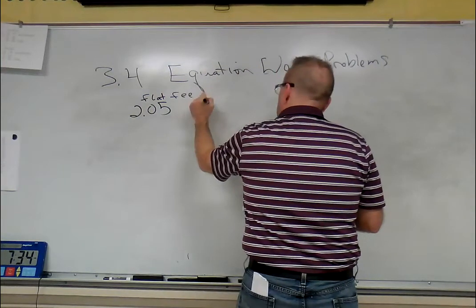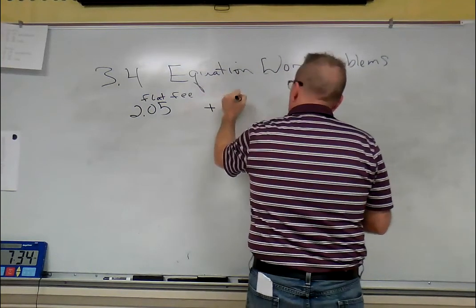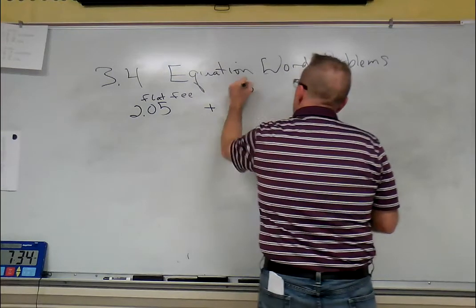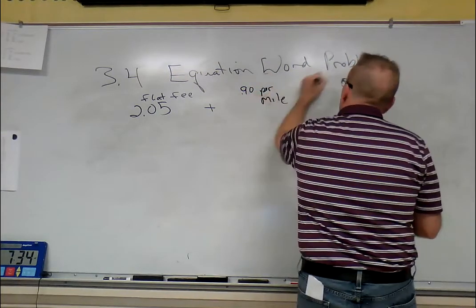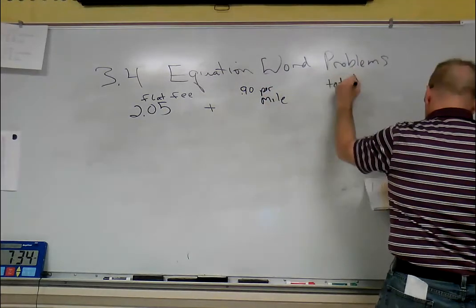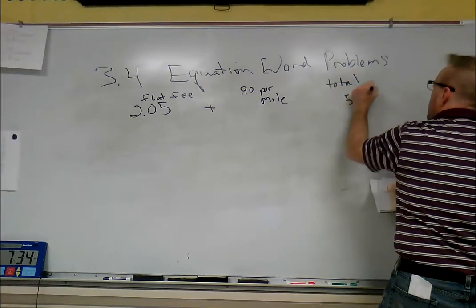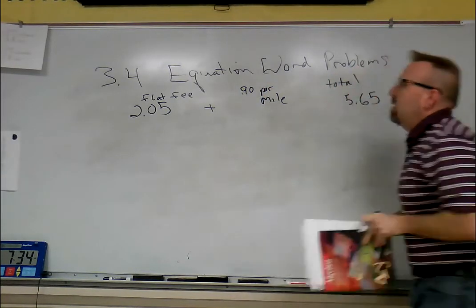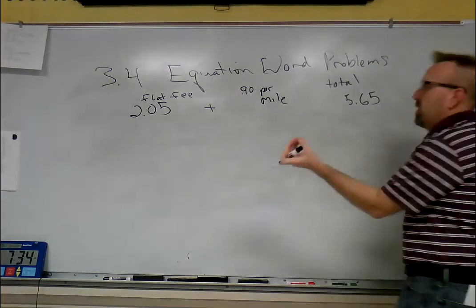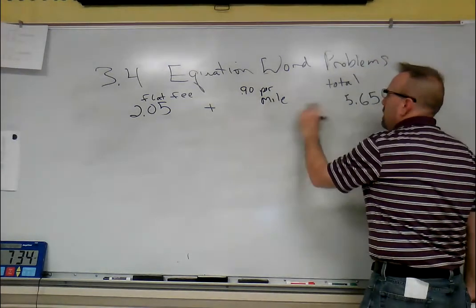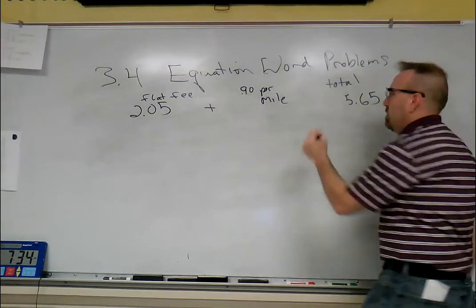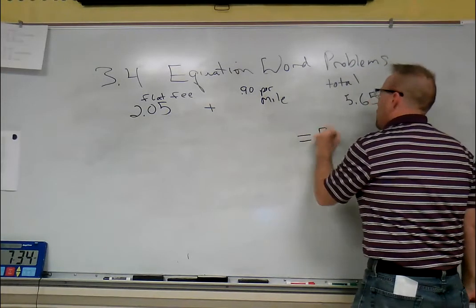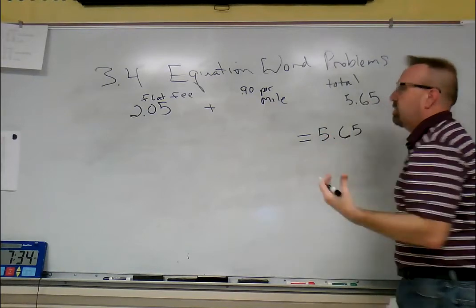Then it says plus. I'm going to write in the word or the symbol plus. 90 cents per mile. And then we know our total is $5.65. So if we take two things to get a total, what symbol is gonna go in between here? Equal. So down here we're gonna have equal 5.65. So we can start with that math.